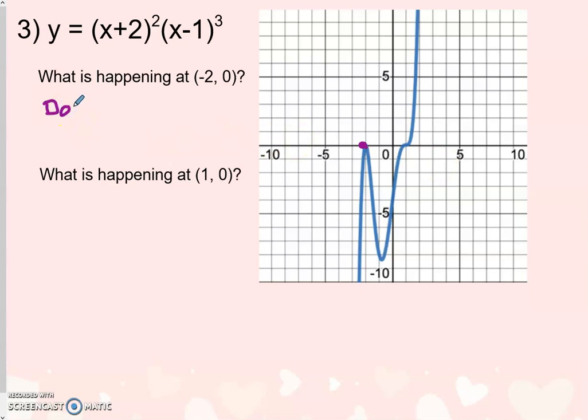And when you're looking at the algebraic representation of a graph and you see a root like negative 2 that's being squared, it tells you it's going to bounce. And then if you see a root to an odd power, what happens is it does cross through. So we do cross here at 1, but it gives a little wiggle.